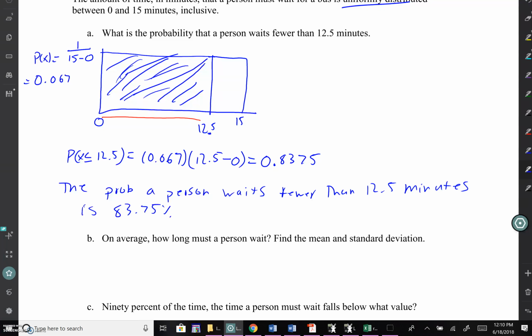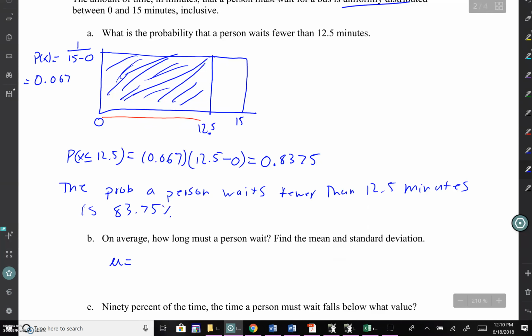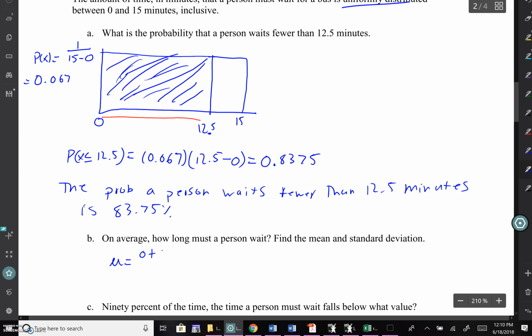All right, it says on average, how long must a person wait? Find the mean and standard deviation. So I'm going to use the formulas they gave me. The mean was a plus b divided by 2. Well, my a is 0, and my b is 15, and I'm dividing by 2. So 15 divided by 2 gives me 7.5.